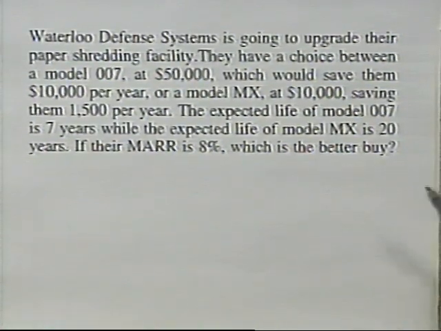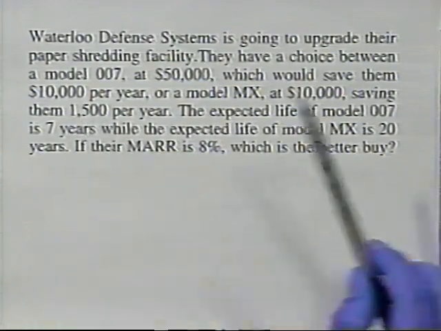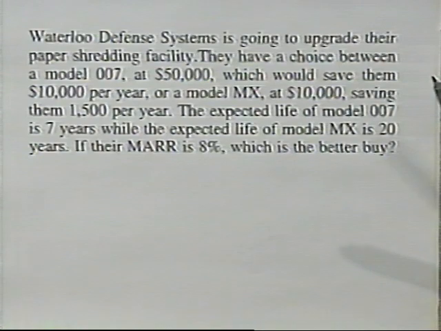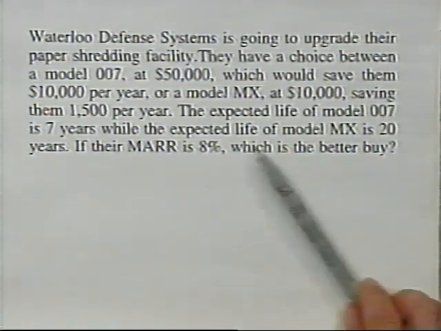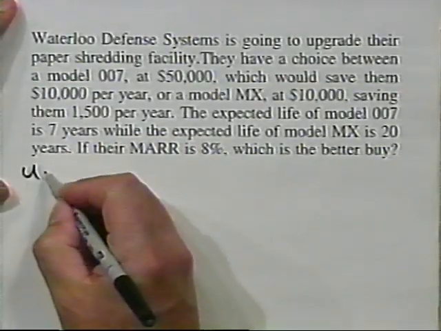where Waterloo Defense Systems wants to upgrade their paper shredding facility. They have a choice between two alternatives: a Model 007 at $50,000, which saves $10,000 per year, or a Model MX at $10,000, saving them $1,500 per year. We have different expected lives: the 007 of 7 years and the MX of 20 years. And we're given an interest rate. Which is the better buy? One way of assessing the better buy would be through the payback period.